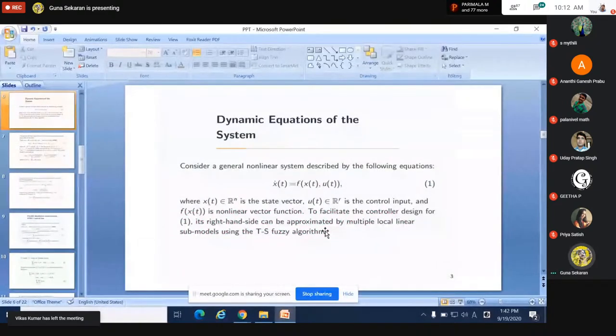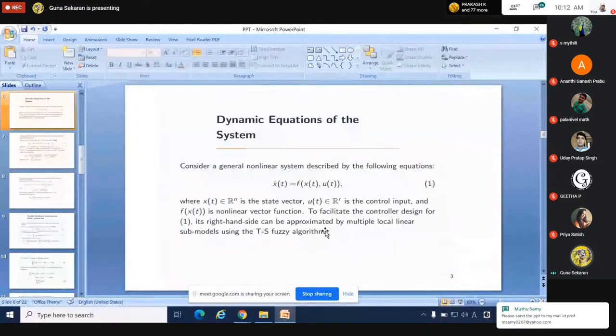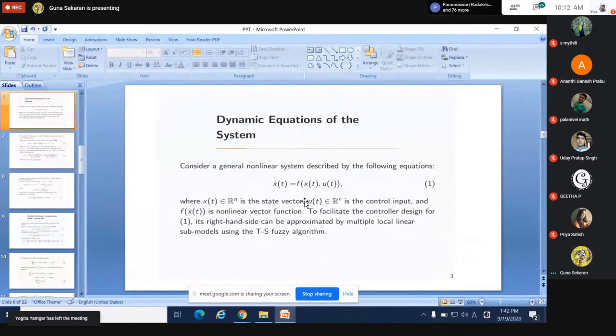And then the dynamical equation of this basic nonlinear system. Generally, the nonlinear system is described by the following equation, x dot equal to f of x of t and u of t. That means x of t is the state vector and u of t is the control input and f of x of t is the nonlinear vector function.